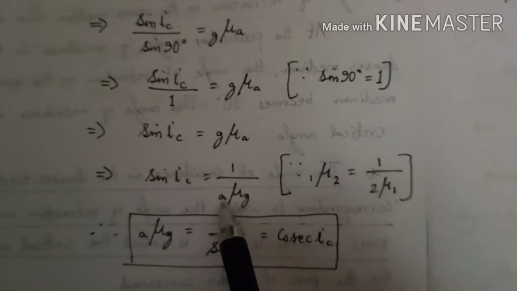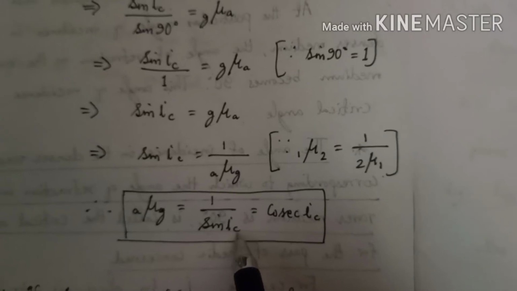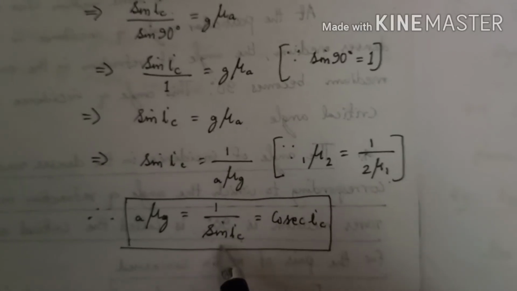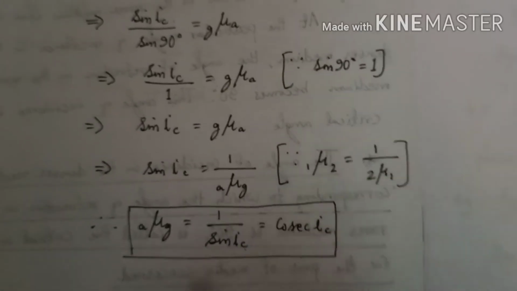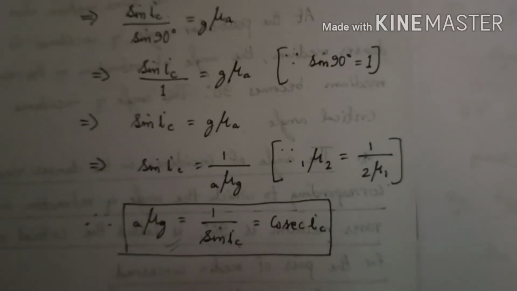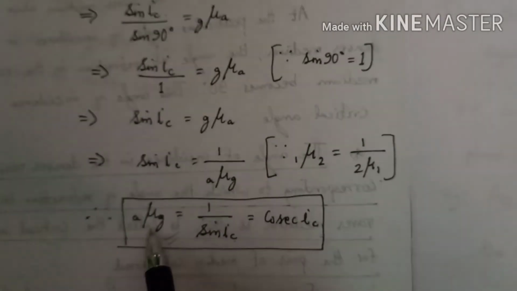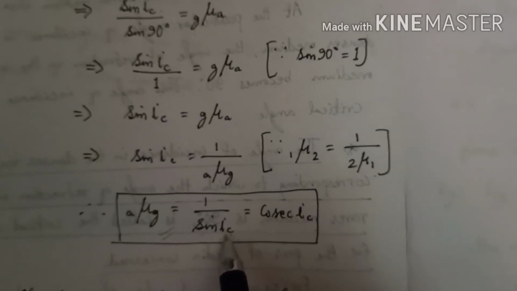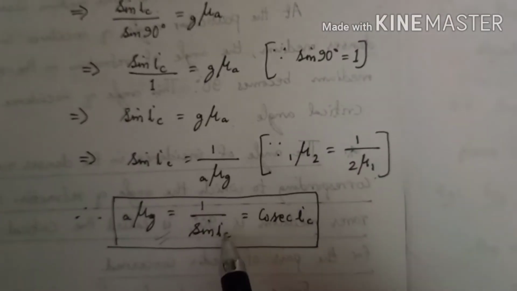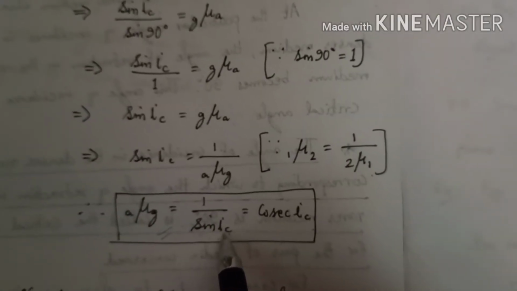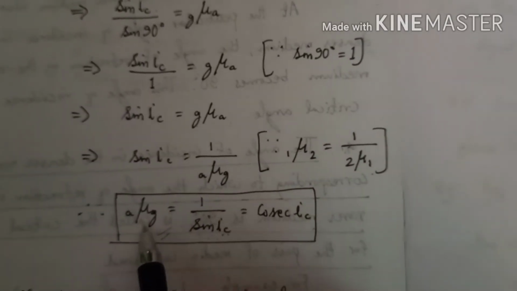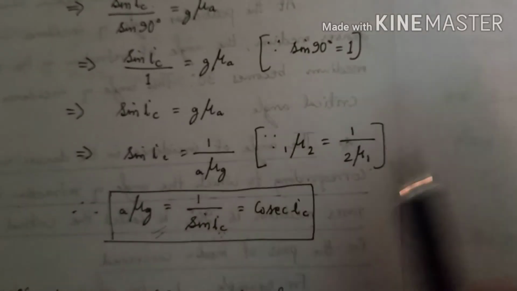If you cross multiply, A mu G will be equal to 1 by sine IC. Or 1 by sine theta can be written as cosec theta also. So in place of 1 by sine IC, I have written cosec IC. So this one is the important relation. This relates the refractive index of a medium with the critical angle of the pair of media concerned. That means if we know the value of the critical angle for the pair of media concerned, then the refractive index can be calculated using this relation. If you know the refractive index, then the critical angle also can be calculated.